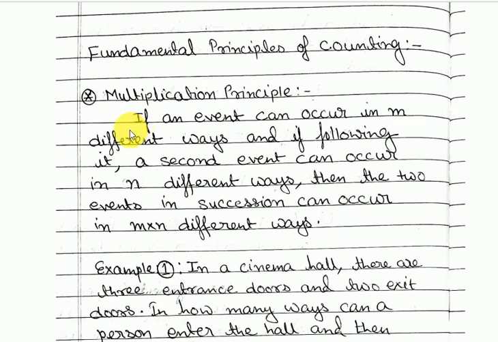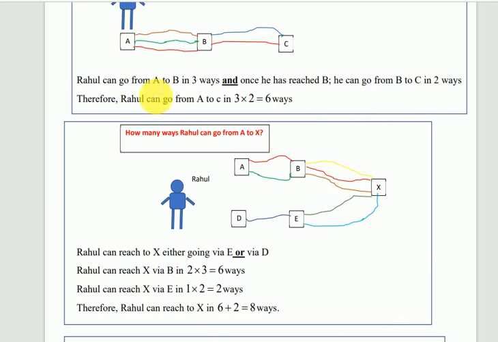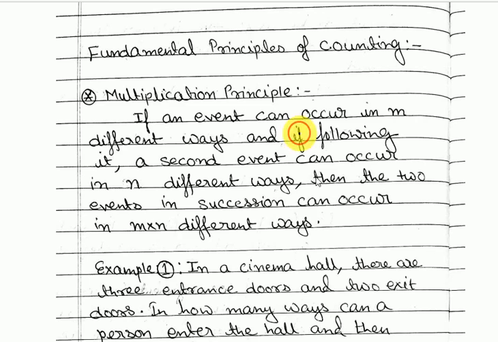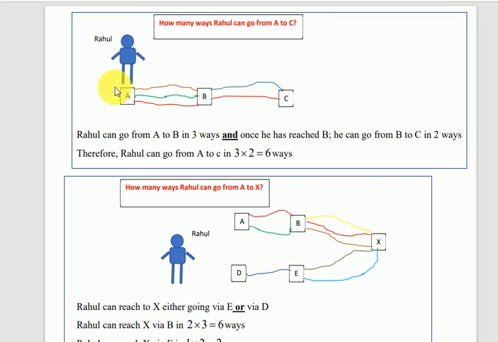So this is what the multiplication principle says. If an event can occur in m different ways, so here this is the first event A to B, and this can occur in three ways. Then it's saying, if following it a second event can occur in n different ways. So the first event was from A to B, and the second event was B to C, followed by the first event.